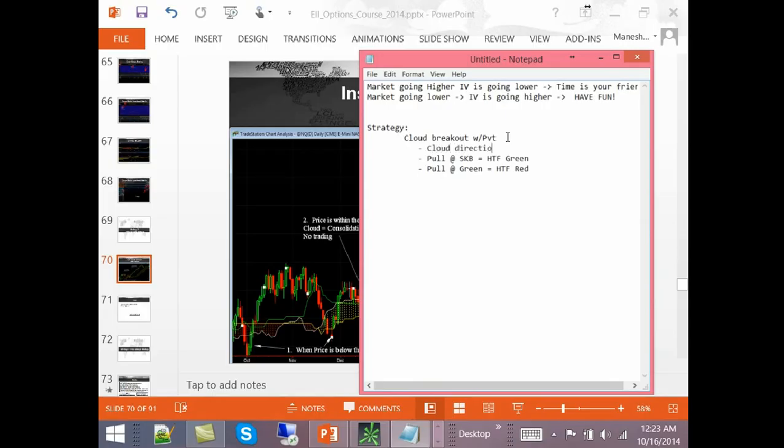What else do you want? Price, red or green? Yeah. Okay, four rules. Yes? What else? That's in the four rules. Four Ichimoku rules. Price above cloud? That's all in the four rules.